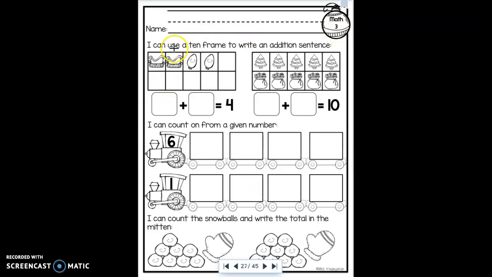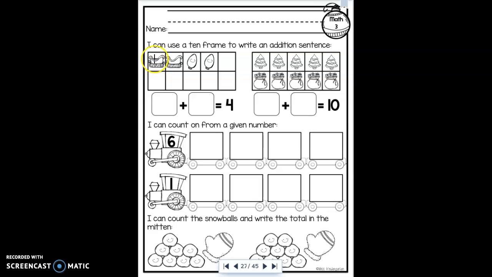Okay? So at the top, it's the same instructions once again. It says, I can use a 10 frame to write an addition sentence. They give me the answer, and I need to break down the number, okay? The way I'm going to break down the number is easy because they've given me the breakdown with different images, okay? So if you look here, this first 10 frame has 4 items. 1, 2, 3, 4. But I'm going to break down 4.